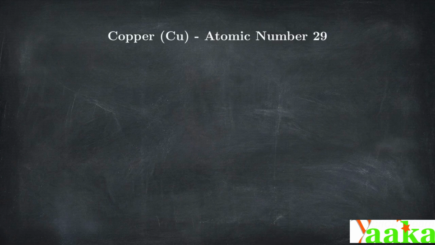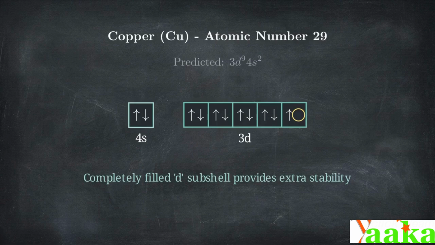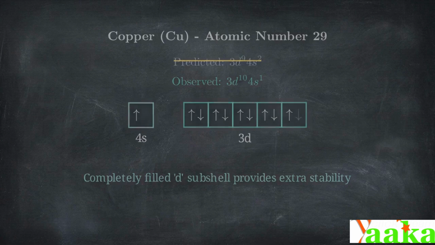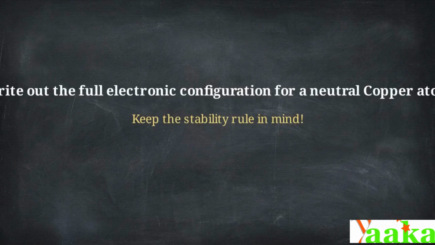There is a strict exception for neutral atoms like chromium and copper. Based on the standard rules, you would expect copper's outer shell to be 3d9 4s2, but a completely filled d subshell provides extra stability that overrides the normal filling order. We strike out the expected version because 1 electron shifts, making the actual outer configuration 3d10 4s1.